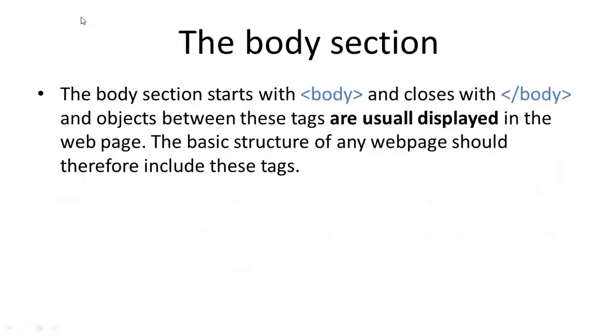We open the HTML and we open the head. We close the head and now we open the body. The body section starts with the body open tag and closes with /body. Objects between these tags are usually displayed. Whatever comes in the head section is not displayed, and whatever comes inside the body section is usually displayed in the web page. The basic structure of any web page should therefore include these tags. Let's go ahead and see.